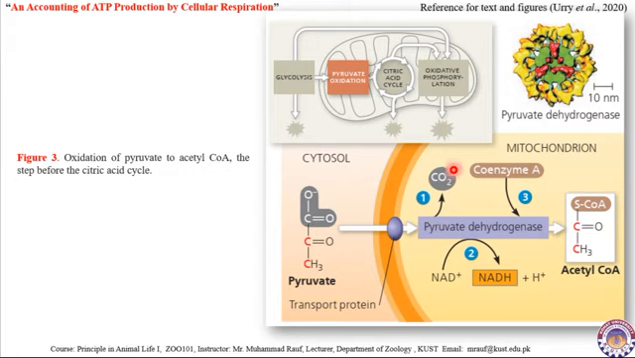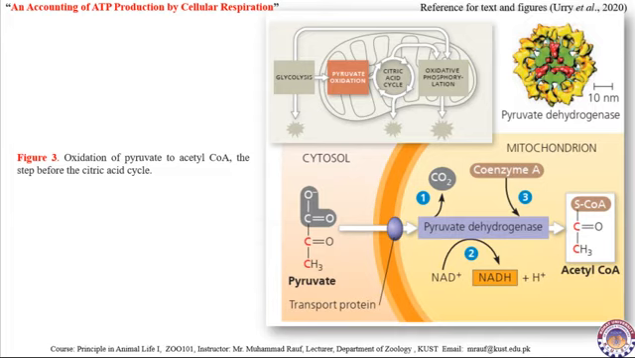First, carbon dioxide is liberated. The remaining 2 carbon portion donates its 2 electrons to NAD and forms NADH, and then coenzyme A is combined with this 2 carbon portion and forms acetyl coenzyme A. The acetyl group of acetyl coenzyme A will enter the citric acid cycle.